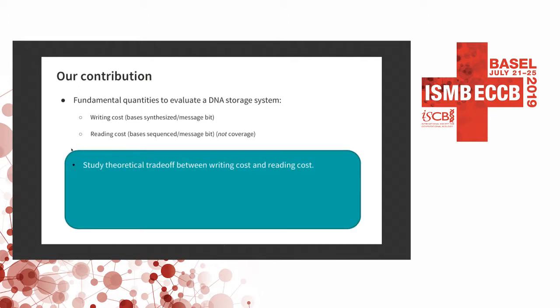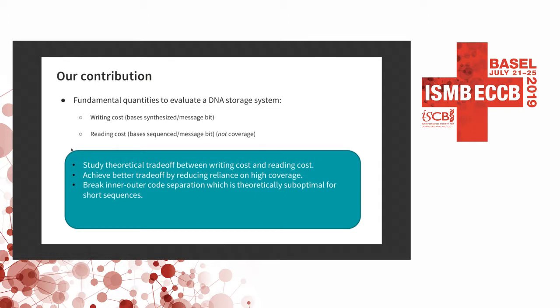So in our work, we study the theoretical trade-off. There is a trade-off between the writing cost and the reading cost. Basically, if you do more error correction, then the writing cost becomes high, but the reading cost becomes low. We develop schemes which can achieve a better trade-off by reducing the reliance on high coverage. This I will come to later. And finally, for Nanopore, we did something really interesting to be able to exploit the information in the raw signal rather than looking only at the base called sequence, which has very high error rates. So we will look at all these.